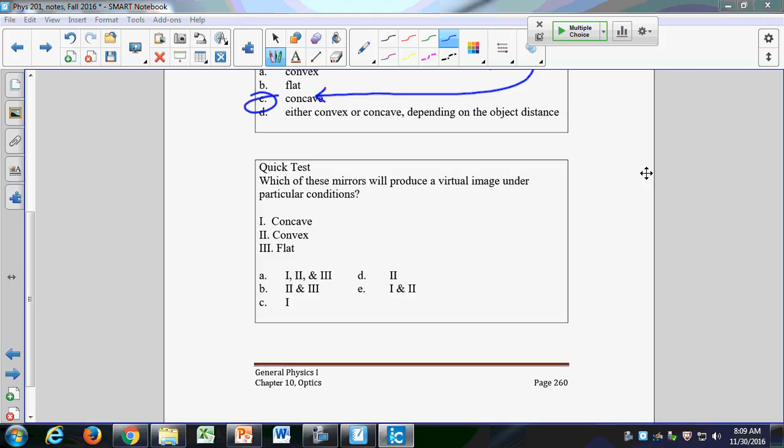The convex mirror: inside, outside, or at the focal point for a convex mirror to produce a virtual image. That's a bit of a trick question because you can't be inside, at, or behind the focal point because you're always on the opposite side of the focal point. So this one always produces virtual images, and this one also always produces virtual images. Doesn't matter where you are. So A is the right answer.